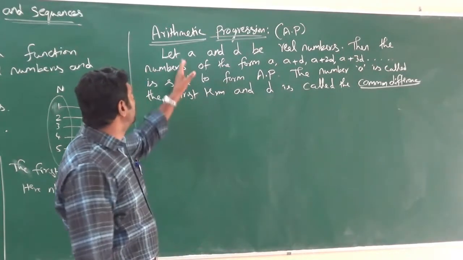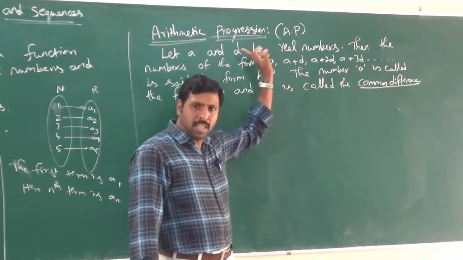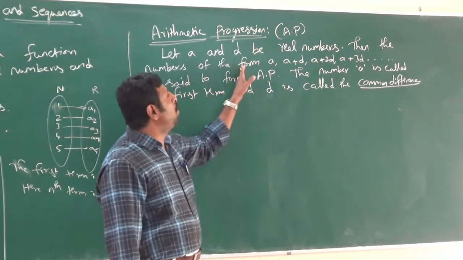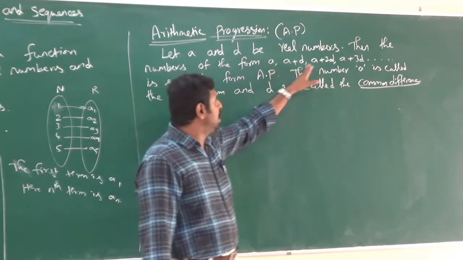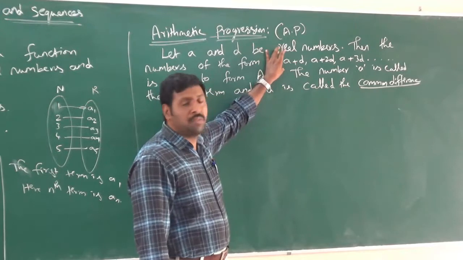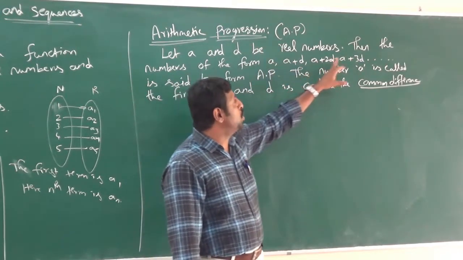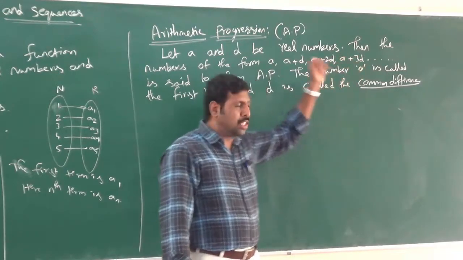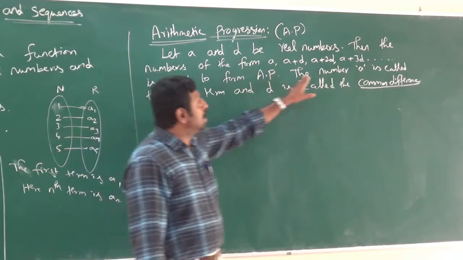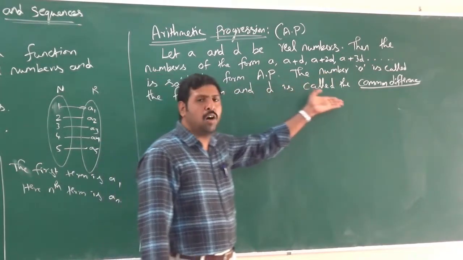Then here, see the definition. Let A and D be real numbers. Then the numbers of the form A plus D, A plus 2D, A plus 3D is the general form of the AP term. A plus D, A plus 2D, A plus 3D, and it goes on up to the nth term, is said to be an arithmetic progression. The number A is called the first term and D is called the common difference.